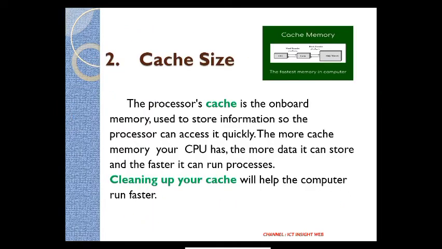The next one is cache size. What is cache? Cache is onboard memory that stores information so that the processor can access that information quickly. So the faster the cache is, the faster the processor will be able to obtain information and process it. At the same time, if you clean up your cache regularly, it helps to speed up the computer system. Let's move on. That's number 2.